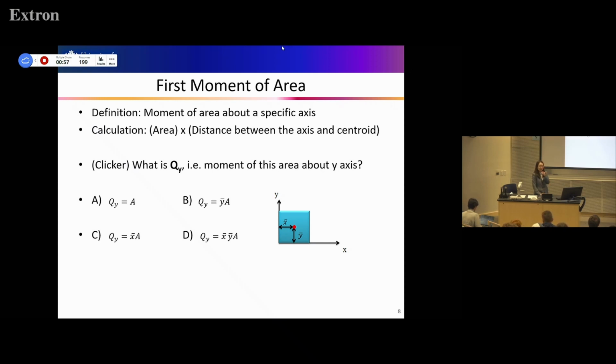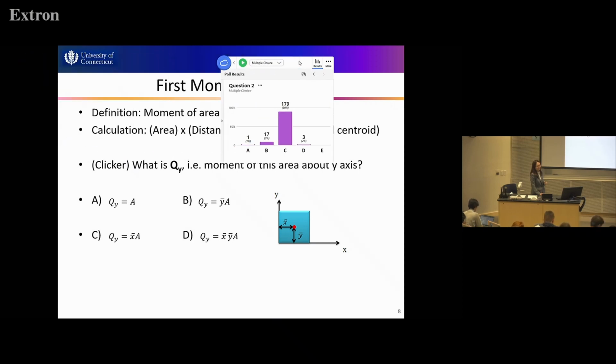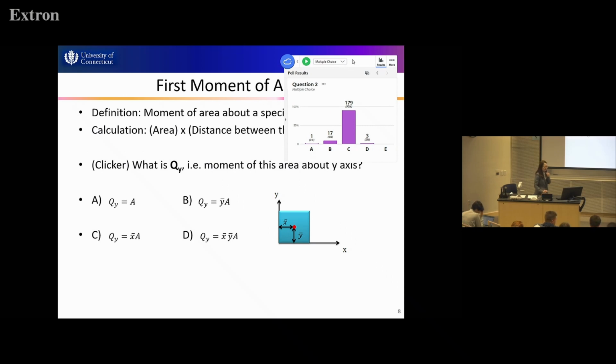Okay, I close after 10 seconds. Okay, so C has the most votes, but we have some B's and D's.